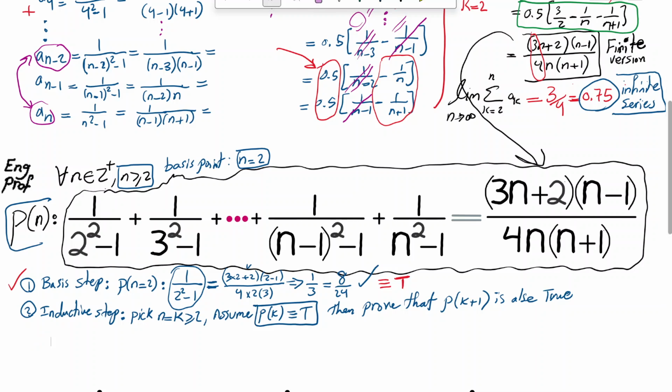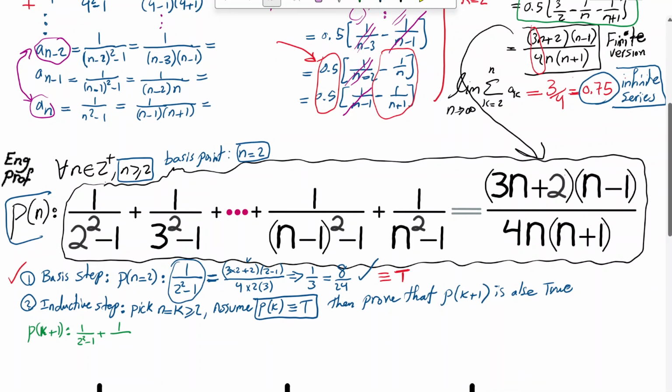So let me start with what I need to prove. P of k plus 1 is what I need to prove, which says 1 over 2 squared minus 1 plus 1 over 3 squared minus 1 plus 1 over 4 squared minus 1 plus dot dot dot plus 1 over k squared minus 1 plus 1 over k plus 1 squared minus 1, because I'm going to P of k plus 1, is equal to, the question is, what?